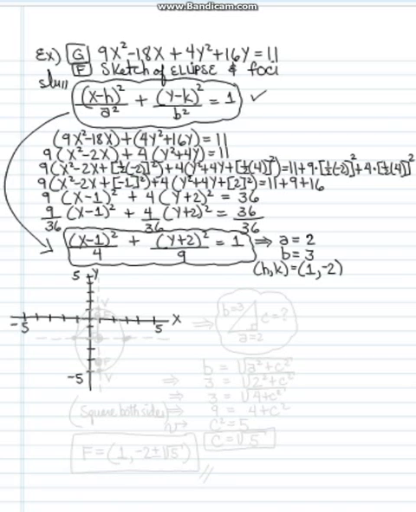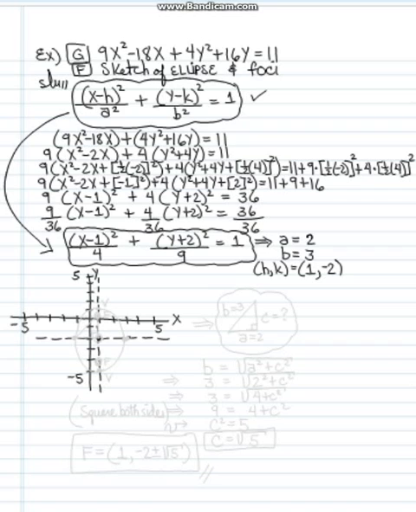Okay, so our center is located at 1 on the x-axis and negative 2 on the y. That's our center. Let's make a dotted axis right through it so it's easy to move things around. All right, now from that center we're going to go A units left and right, so 2 units left and right.